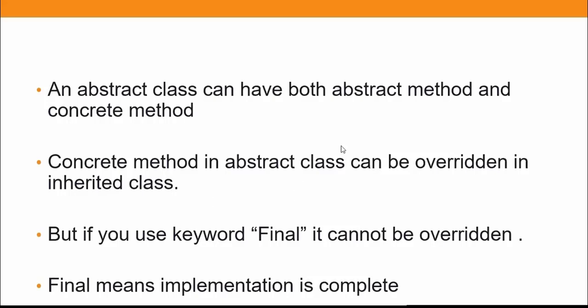A concrete method in an abstract class can be overridden in the inherited class. As I said, when you just write void fly, that method can be overridden, right? Even in the previous example, we have seen in polymorphism what overriding is.